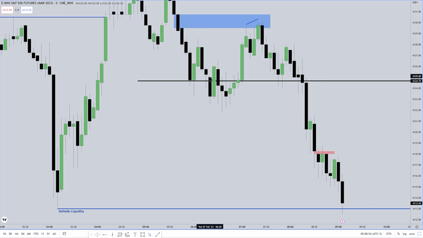Right there. See it? Just like it was here. And there's one here. And there's one right there. So when I look at price, my eyes jump to fair value gaps, swing highs, swing lows, volume imbalances. That's just where my eye goes.